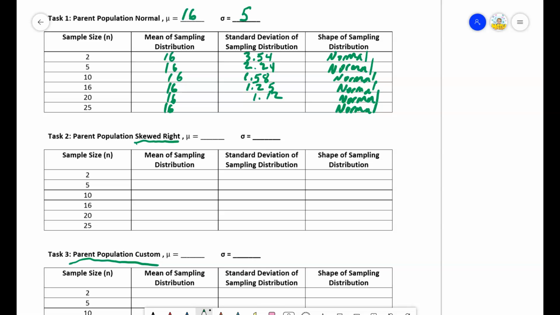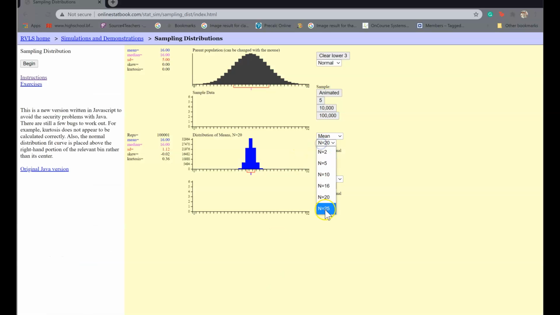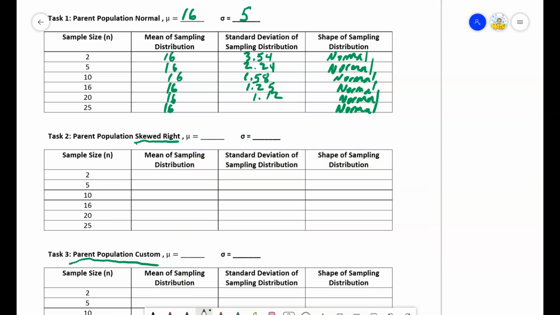And now finally, let's do it. Sample size is 25, and I'll also do that 100,000 times. 16, and now the standard deviation is 1. Okay, so what's really happening to the standard deviation each time? The standard deviation of the sample means, I call that sigma x bar. It's the population standard deviation divided by the square root of n.